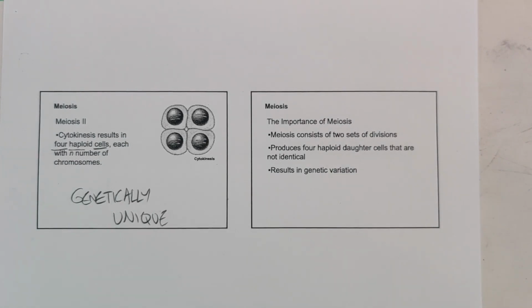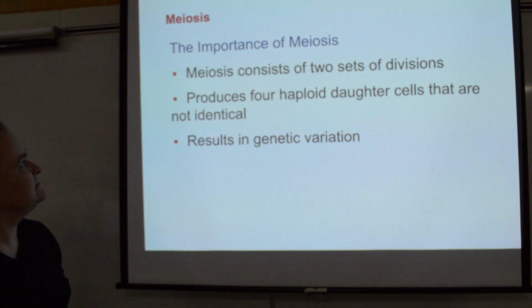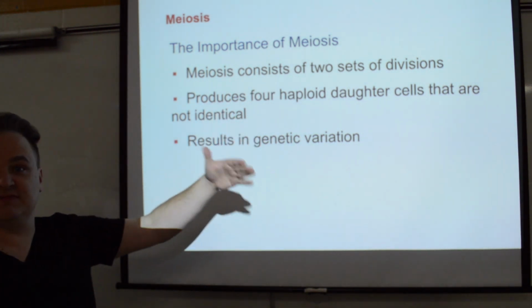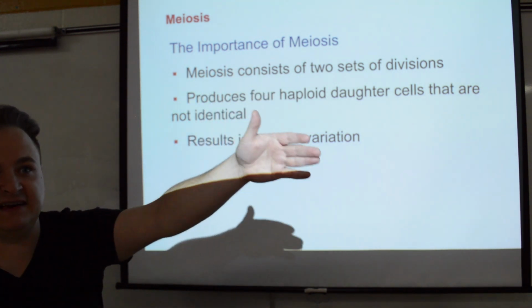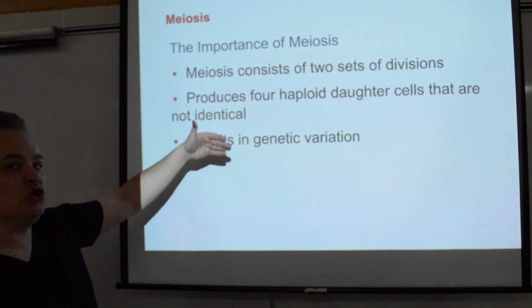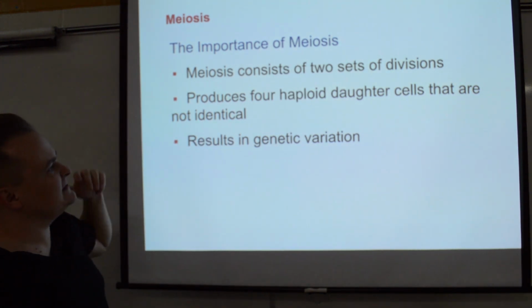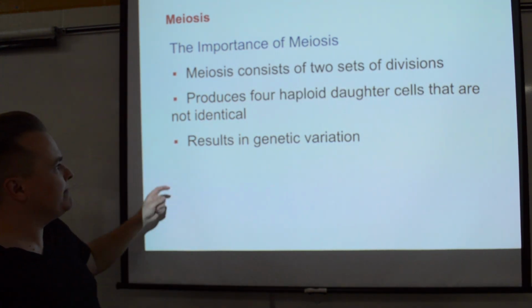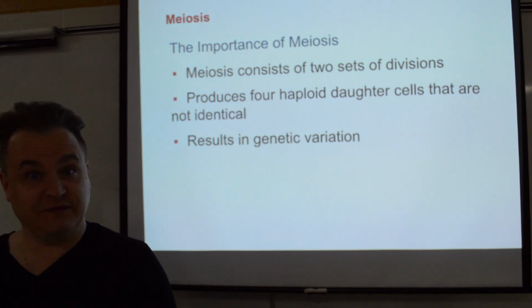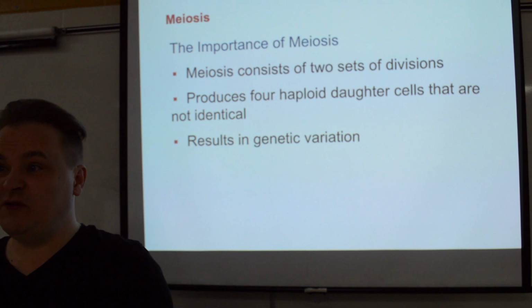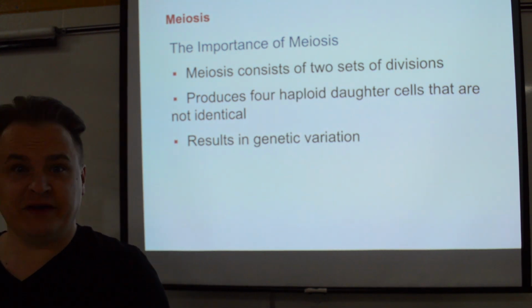Now, the importance of meiosis. Meiosis consists of 2 sets of divisions. Meiosis 1 and meiosis 2 produce 4 haploid cells that are not identical, which results in genetic variation, as we've talked about. There's crossing over and there's ripping apart. The odds of you existing are 1 in 4 trillion or something.